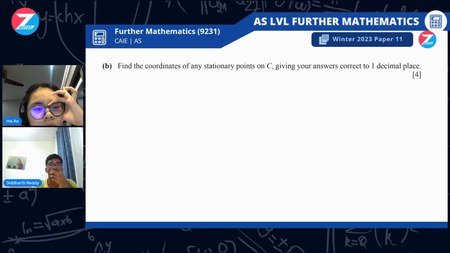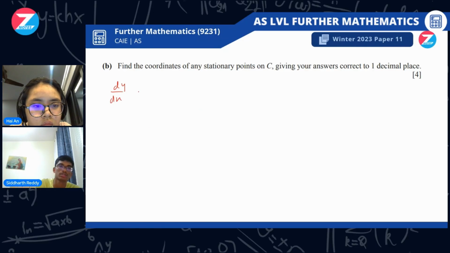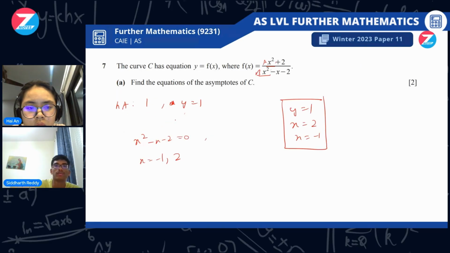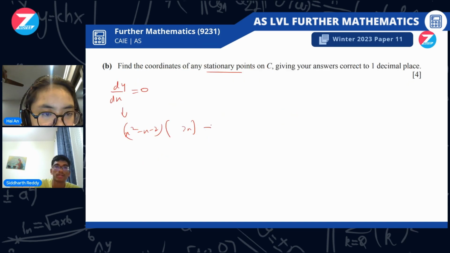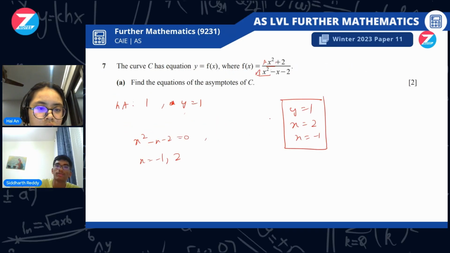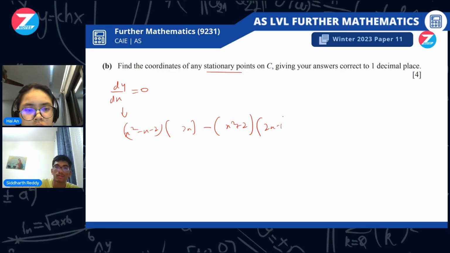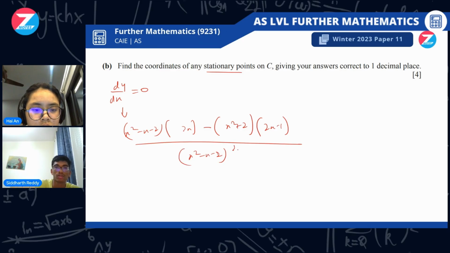Find the coordinates of any stationary points in C, giving your answer correct to one decimal place. So we just do the quotient rule. First let's find dy by dx. For a stationary point, dy by dx should be equal to 0. So dy by dx, using the quotient rule, is x squared minus x minus 2 into the derivative of the numerator, which is 2x, minus the numerator, which is x squared plus 2, into the derivative of the denominator, which is 2x minus 1, divided by x squared minus x minus 2 whole squared. So this should be equal to 0.